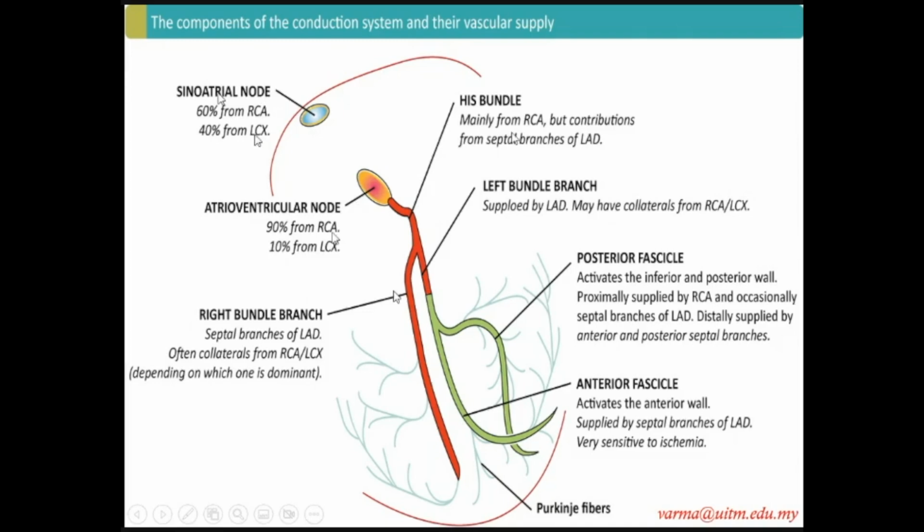Next, the right bundle branch and left bundle branch mostly receive supply from the LAD, the left anterior descending. They might have collaterals from the RCA and left circumflex, but mostly it is LAD. Next, the posterior fascicle and anterior fascicle are mostly supplied by the LAD as well. So how do we relate this to the ECG?